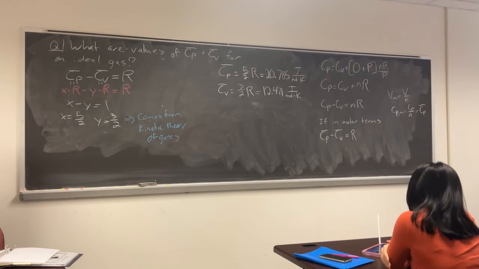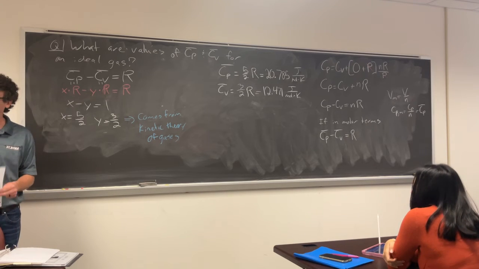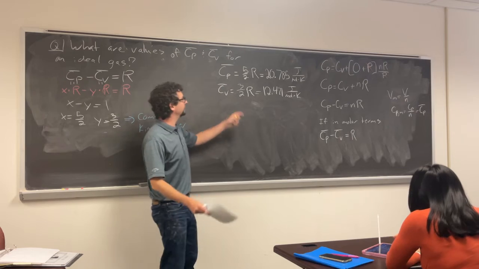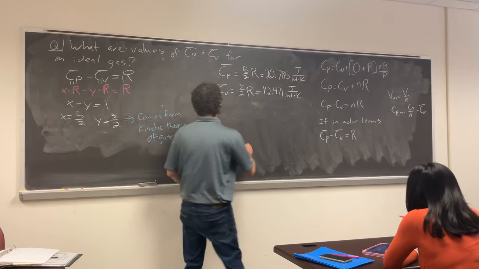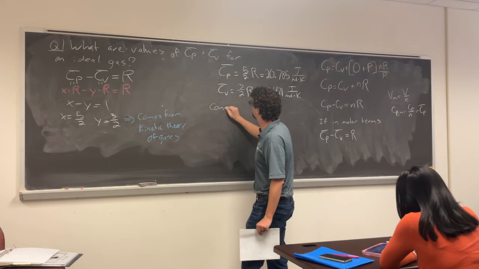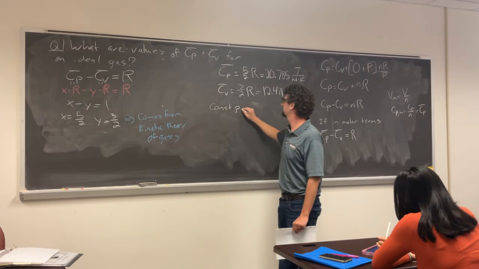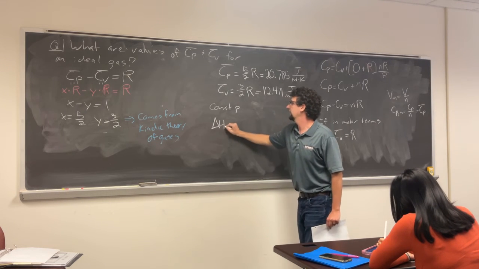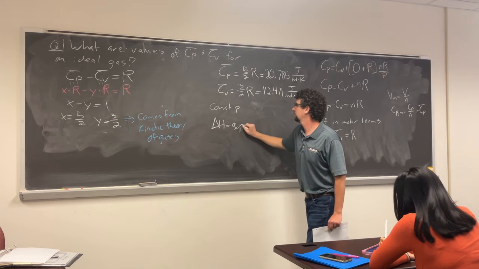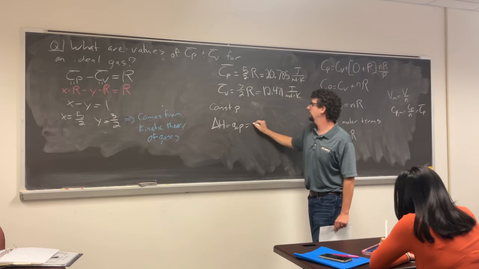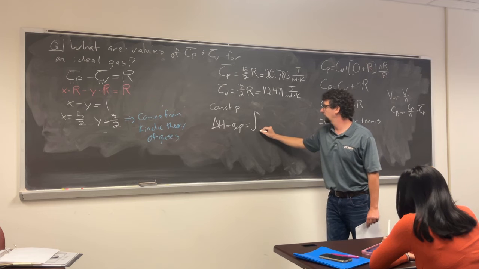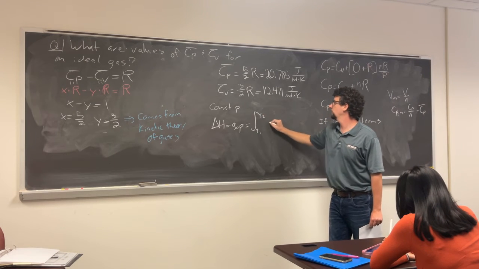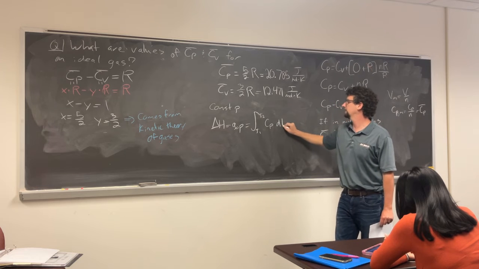All right, the benefit to that is you can utilize this whenever you have an ideal gas. You want to calculate the heat exchange, let's say at constant pressure. Delta H is equal to Qp, which is equal to the integral, I don't know, let's say from T1 to T2, Cp dT.